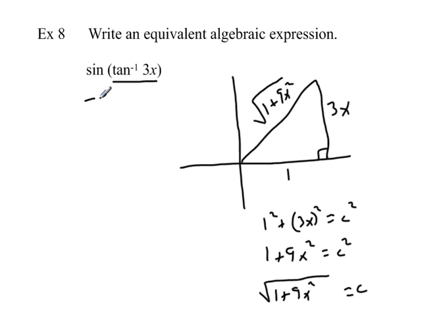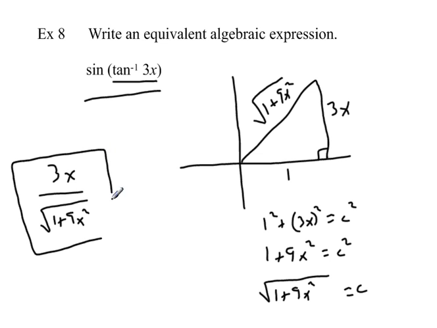Now let's find the sine of that angle we have just drawn. So sine is opposite over hypotenuse. And there is your answer. Now, at this point, many students say, shouldn't we rationalize the denominator? Well, you can, but it really doesn't clean things up. You'll end up with 3x times the square root of 1 plus 9x squared all over 1 plus 9x squared, which you can't simplify at all.